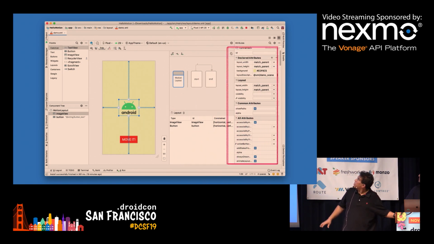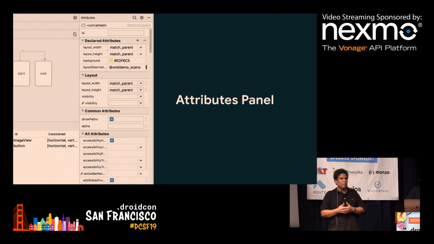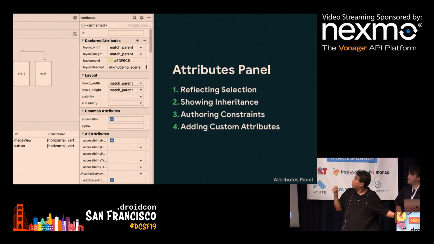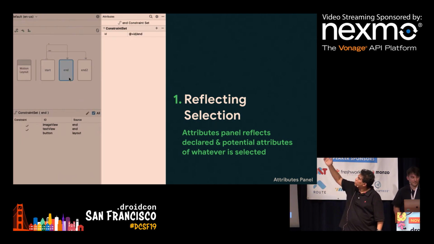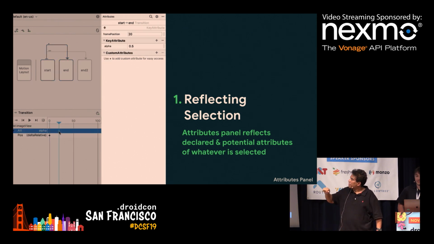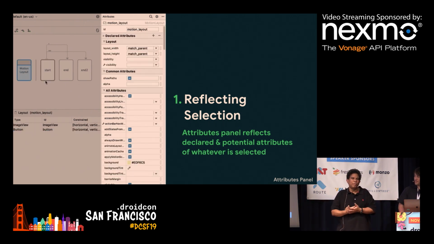Okay, so that's that. Now, the attributes panel actually changes a little bit. It's the same attribute panel that you've used in the past, but it will change a little bit depending on what you've selected. It will reflect what's selected. So if you select a constraint set, it's showing you what's in the constraint set. If you select a transition, it'll show you the transition. So it's kind of allowing you to see the top level. But if you also click on a keyframe, it'll show you the keyframe. So basically, it's the same as every other attribute panel we've done.